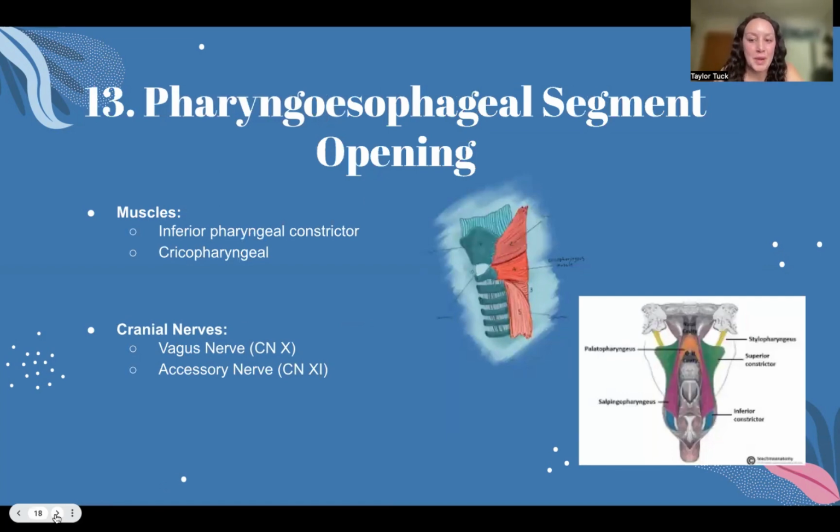The pharyngoesophageal segment opening has two muscles, the inferior pharyngeal constrictor and the cricopharyngeal muscle. The vagus nerve and the accessory nerve are involved in the motor control of the pharyngoesophageal segment opening. They innervate the muscles of the pharynx and esophagus to initiate the opening of the pharyngoesophageal segment.